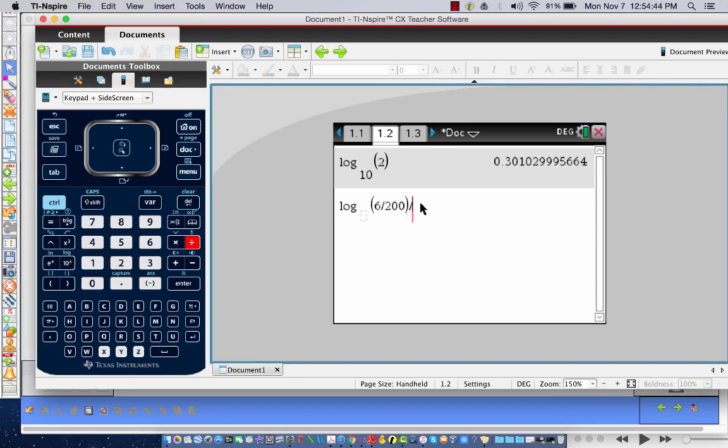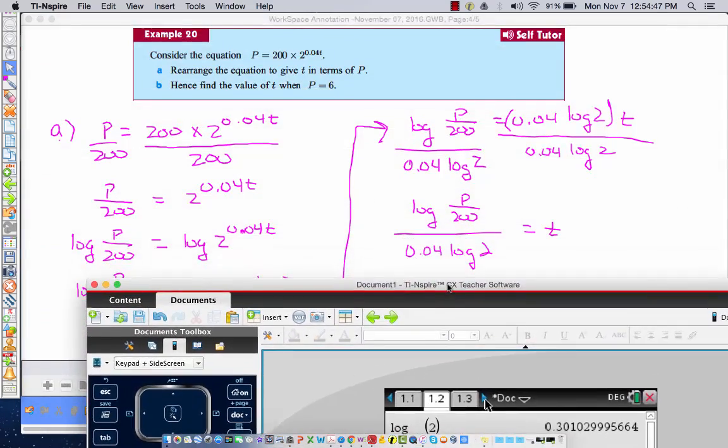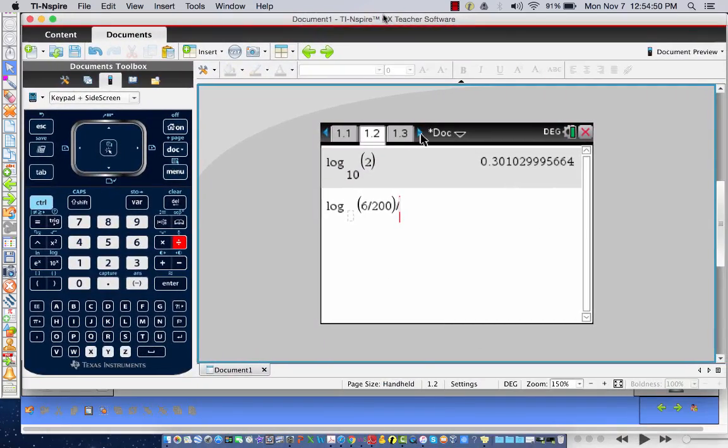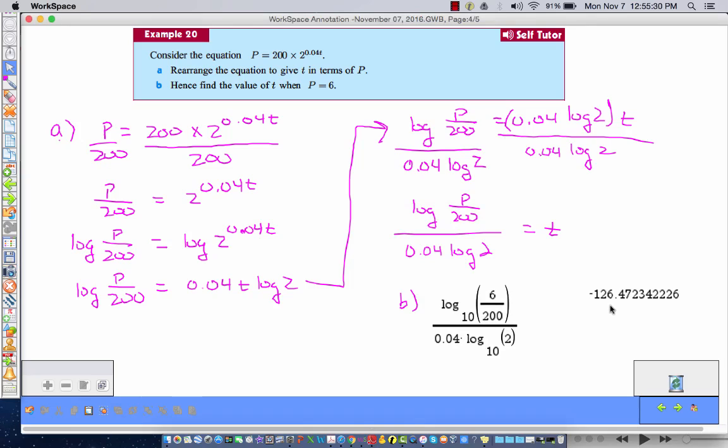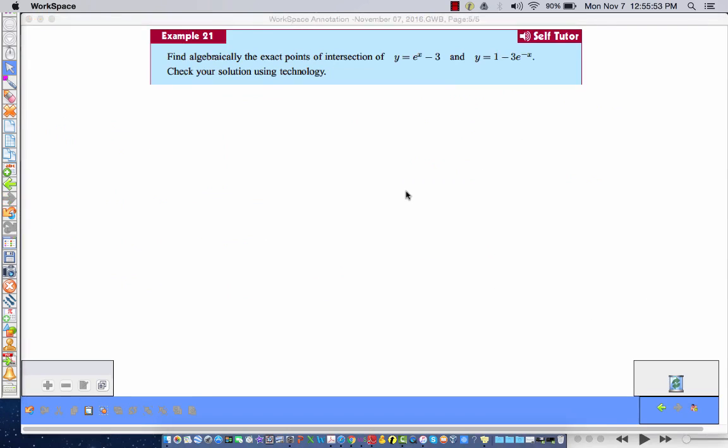And we're going to divide that by, I forget already, 0.04 log 2. I better put parentheses just to be safe. 0.04 log of 2. And you want to put parentheses, otherwise it might just divide by the 0.04 and then multiply by the log of 2. Okay, but that's what I'm after. So there I have my answer. We get approximately negative 126.4, to 3 significant figures, that would be negative 126.